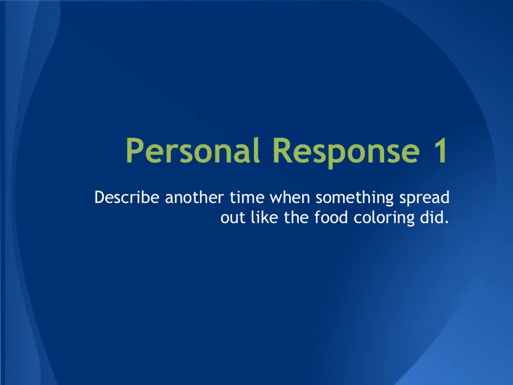It's important for us to be able to connect these concepts to things that we've seen before. And I know that we've seen plenty of examples of diffusion in the past, whether they are actual examples or even figurative examples where something spreads out in a sort of a symbolic or figurative way. So what I'd like you to do is, in your notes, to be able to describe another time when something spread out like the food coloring did, or spread out like those molecules that we saw in our inquiry experiment. So pause this and take a second to write those down in your notes.